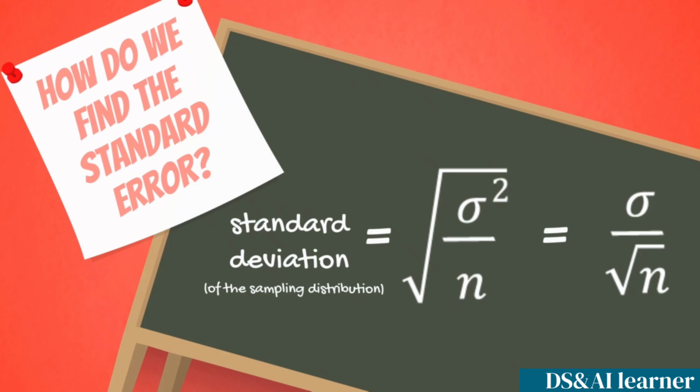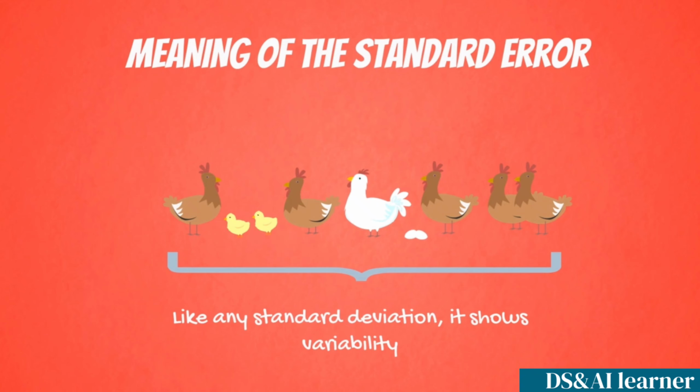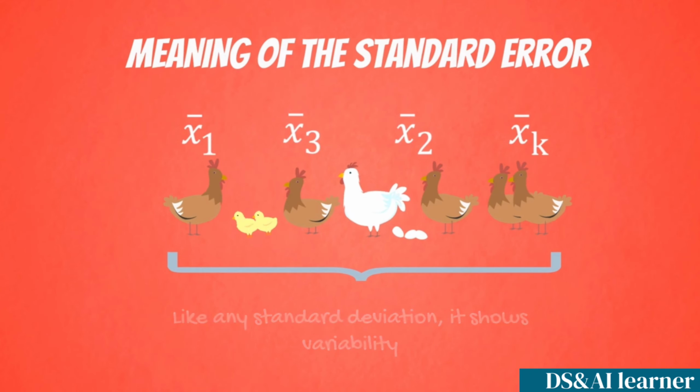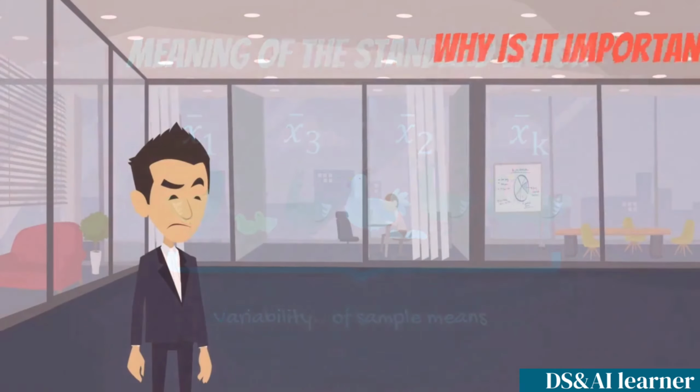Done. Like a standard deviation, the standard error shows variability. In this case, it is the variability of the means of the different samples we extracted. You can guess that since the term has its own name, it is widely used and very important.